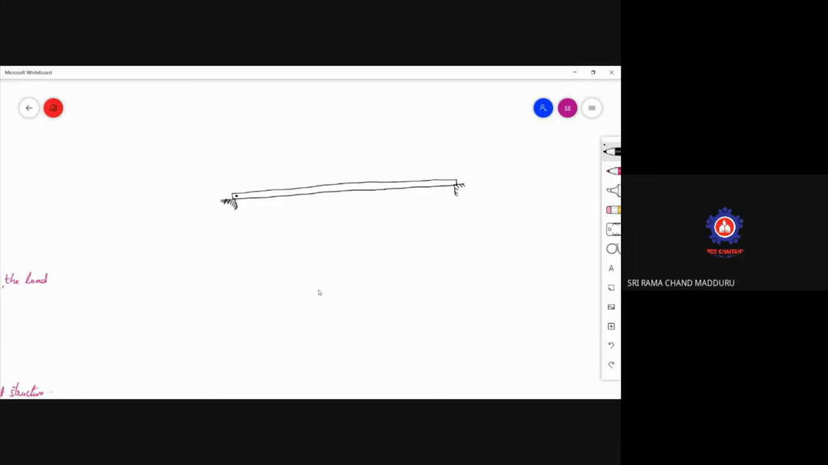Here I am calling it point P. This is point Q. Now the hinges are provided here, three hinges: two at the supports, one at the center. So a cable is suspended here like this. These are the suspenders. Now here your support is there. Your cable has a supporting system.